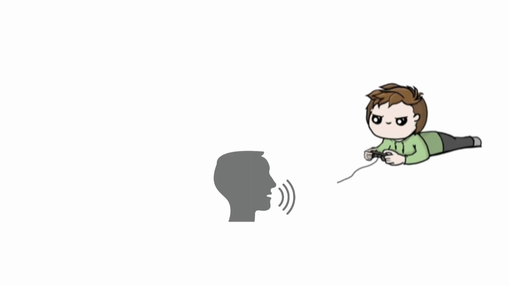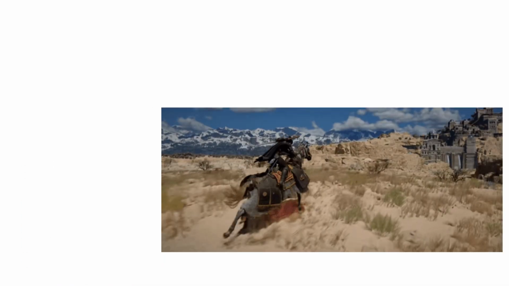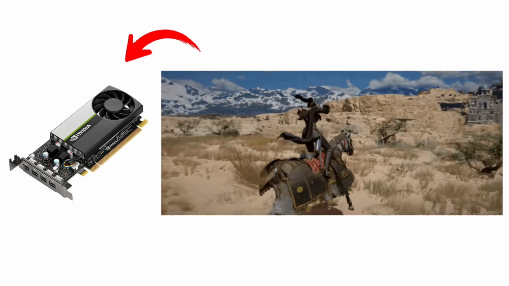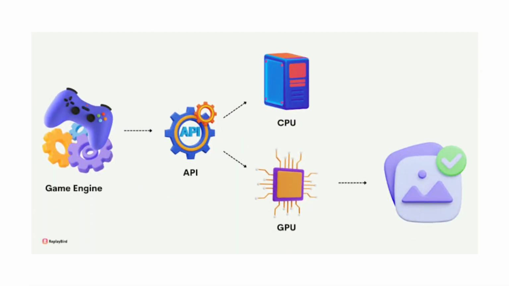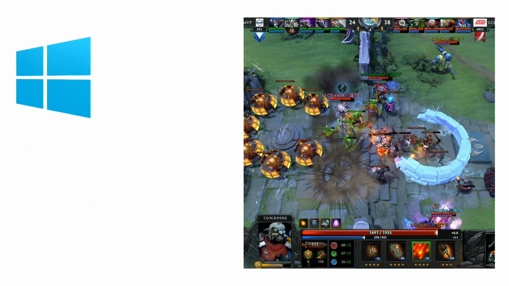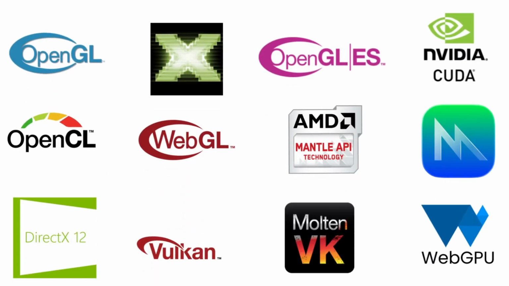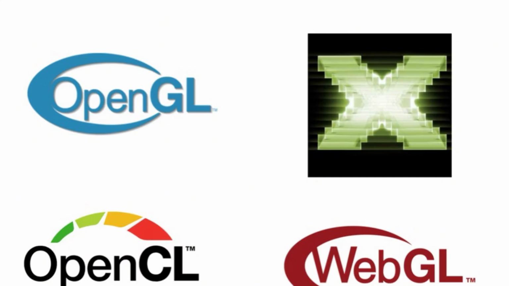Every game you've ever played speaks a language, not English. A graphics API. When you launch a game, it doesn't talk directly to your graphics card. Instead, it sends instructions through a graphics API, telling the GPU what to render, how to render it, and how to run it efficiently. That's why the same game can run differently on Windows, Linux, Xbox, PlayStation, or even your phone. So, let's explain every major graphics API.